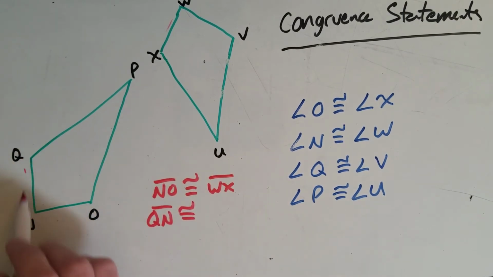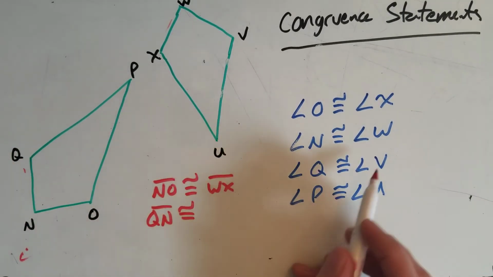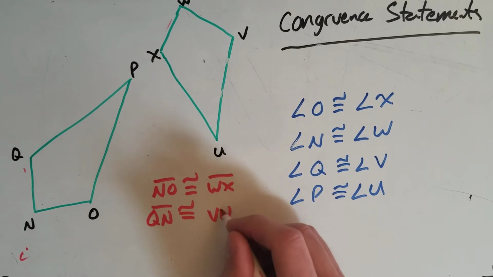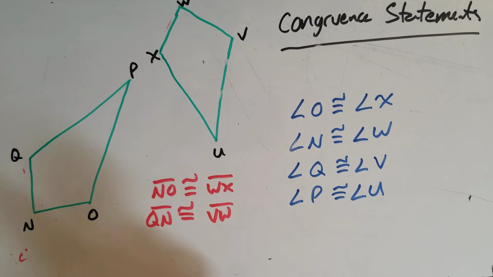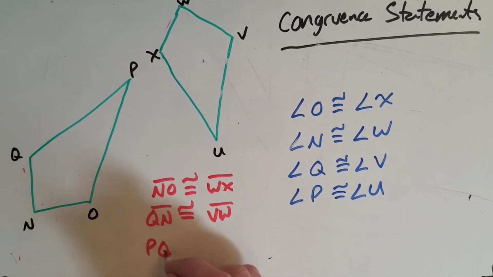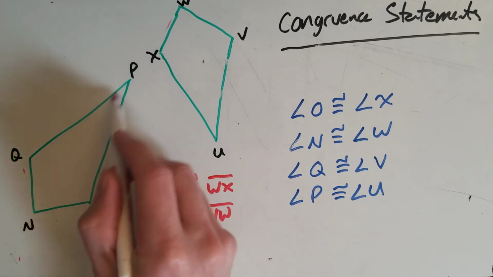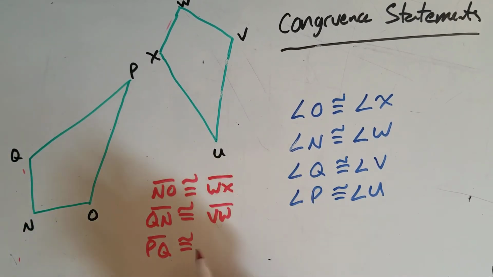So side QN, or Q to N, would be V to W. So side QN corresponds, or is congruent to VW. They correspond with one another. And let's say we keep going around. We're going to do PQ. That's this side. PQ would be UV. So these sides are congruent to one another.